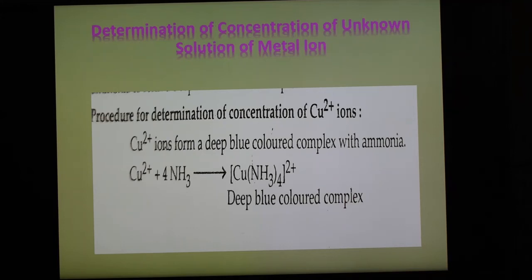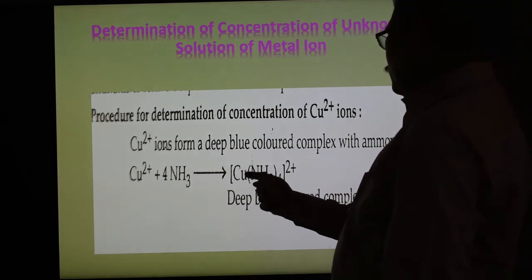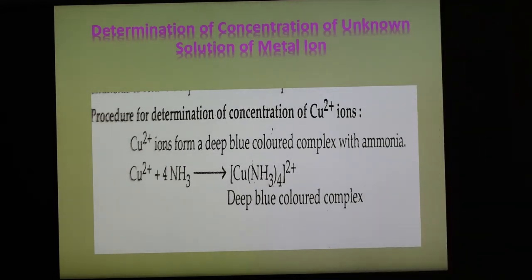Similarly, Cu2+ copper ion can be colorimetrically estimated after complexing it with ammonia solution to form a deep blue colored complex. So here in this slide, copper forms a deep blue color complex with ammonia. So this is Cu2+ with ammonia forming this tetraammine copper(II) complex, which is deep blue in color. And this determination of concentration of Cu2+ ion colorimetrically or spectrophotometrically consists of the following.